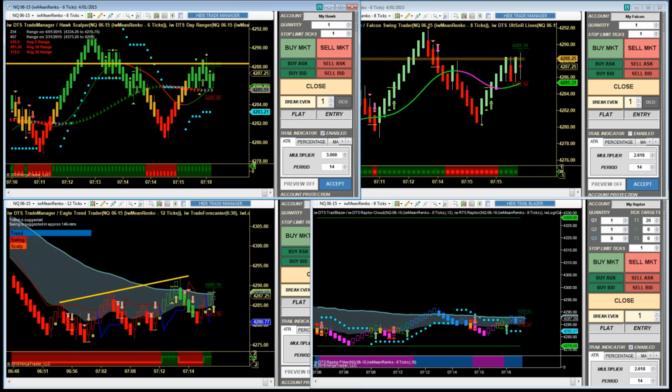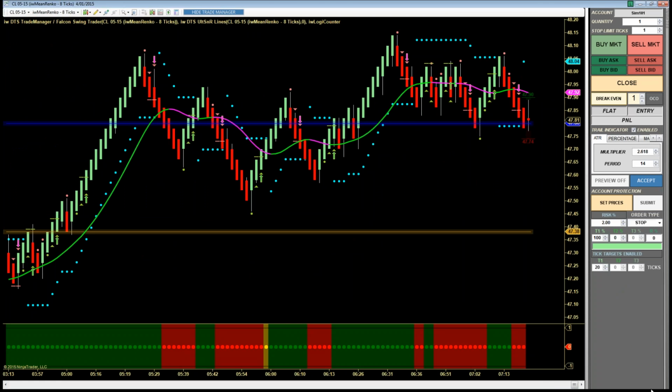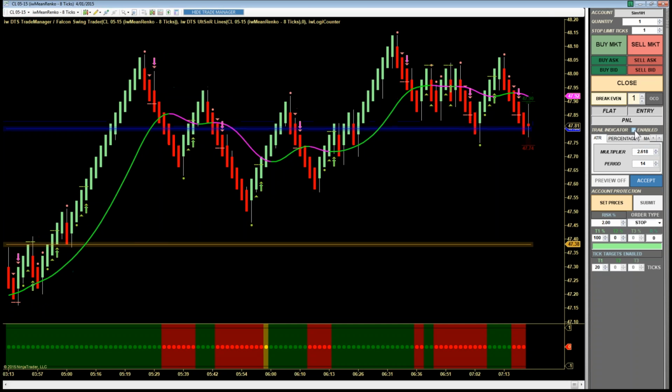Let's see what's been going on in the world of crude oil. Here's crude oil on the Falcon. Not much. Kind of sideways right now since the open. Crude oil opened here 6 a.m. my time, and they just kind of stuck.